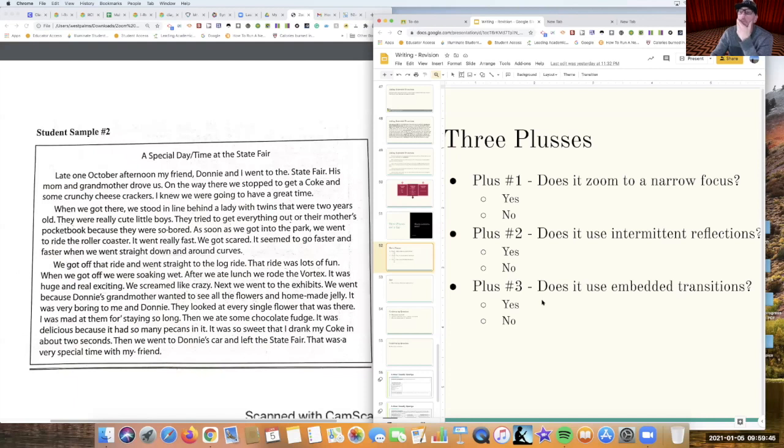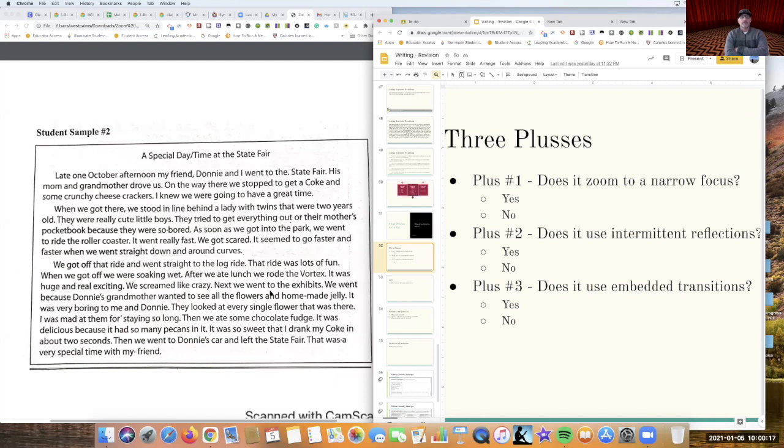Three, does it use embedded transitions? Answer is yes. So the author actually does a pretty good job of the embedded transitions here. "Late one October afternoon," "on the way there," "when we got there," "as soon as we got into the park, we got off that ride and went straight to the log ride after we ate."